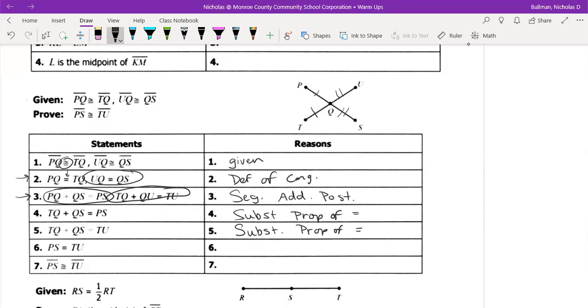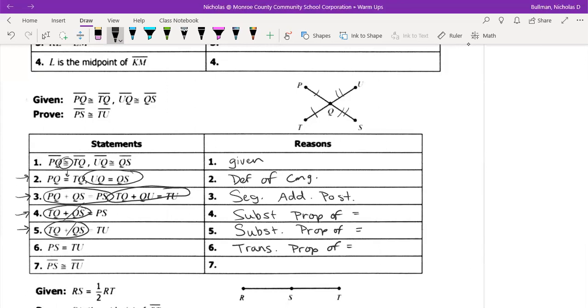Now I have that PS equals TU. The statements I haven't referred to in a little bit are my statements 4 and 5. And notice they have one side of the equal sign that's exactly the same, TQ plus QS. So by transitive property, I can say that PS equals TU. And again, that's transitive property of equality.